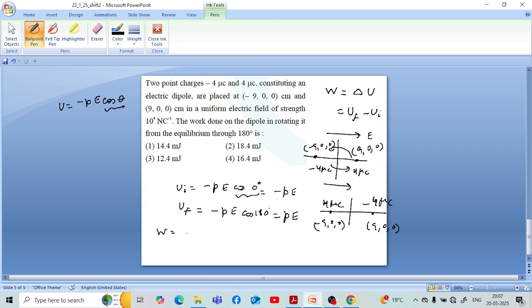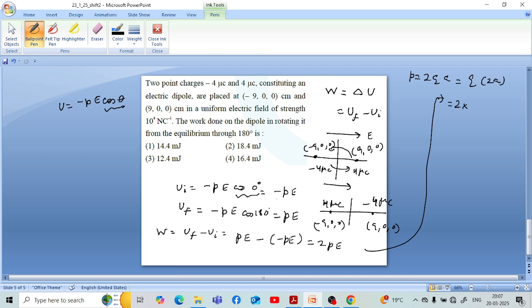Now the work done is given by the change in potential energy, which is the final potential energy minus the initial potential energy. So it is PE minus of minus PE, because Ui is minus PE. This value comes out to be 2PE. Now putting the respective values of P and E. The formula of P is 2Qa, which can also be written as Q times 2a, where 2a is the total length of the dipole, the distance between the respective charges.